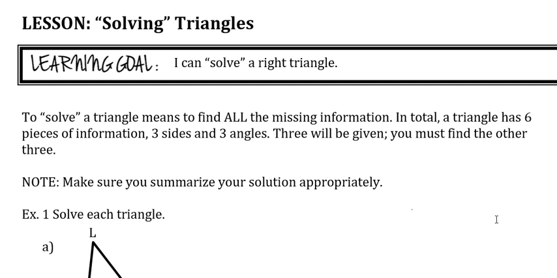It means find all of the measurements. Every triangle has 6 measurements, whether it's a right triangle or not. It has 3 angles, hence triangle, and 3 sides, which we all know. I hope we all know that triangles have 3 sides, right? So you have to find all 6. But 3 will always be given, whether it's the work we're doing now or the work we're going to do in January. 3 are always given, and you find the other 3.